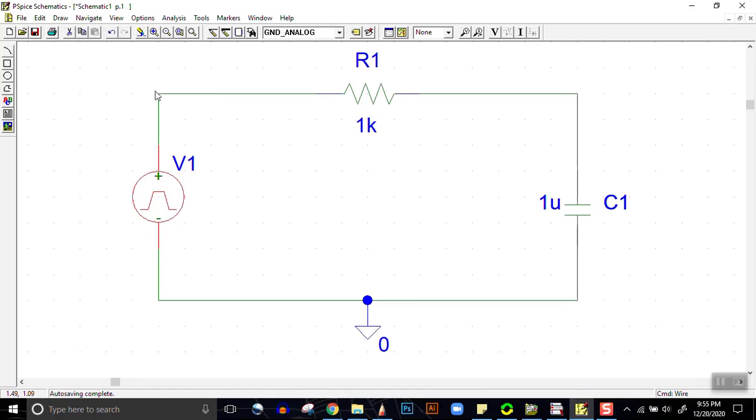Now we want to see the input voltage here, which will be a pulse, and the output voltage here, which would be exponentially rising and falling. So we take our voltage node, we place one here and one here.